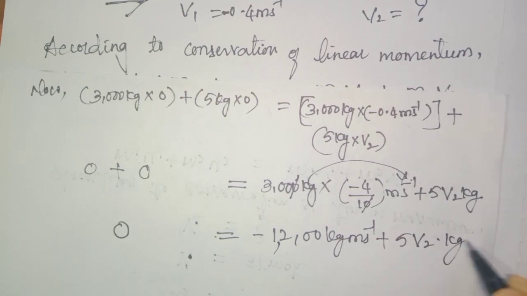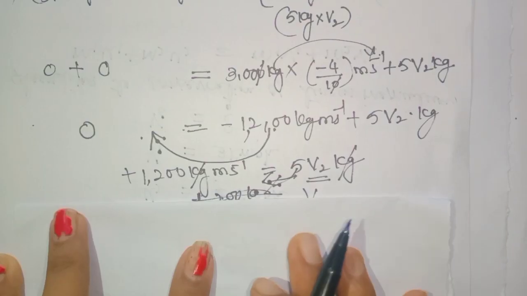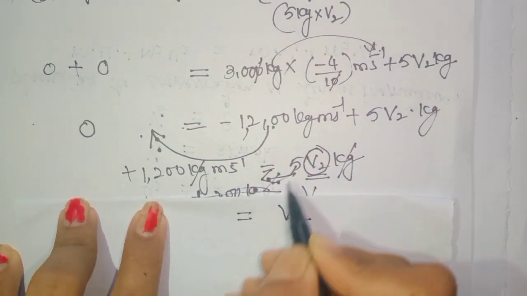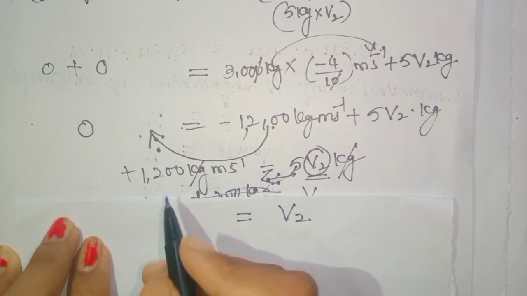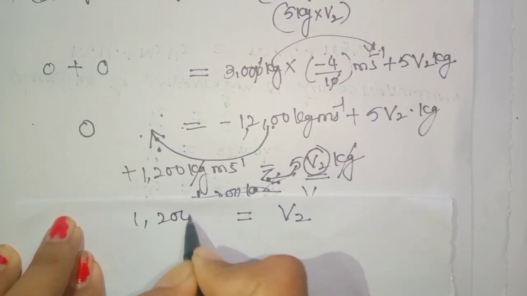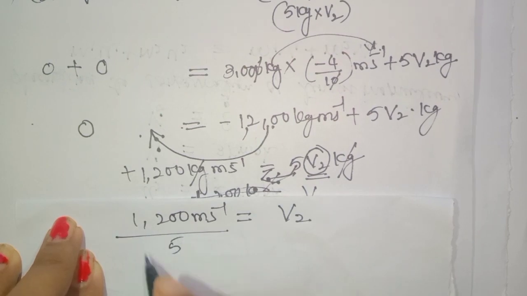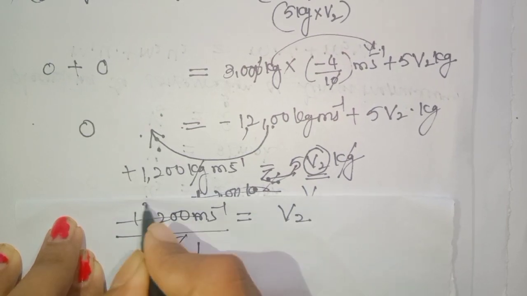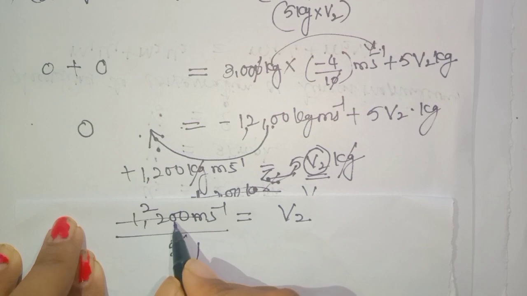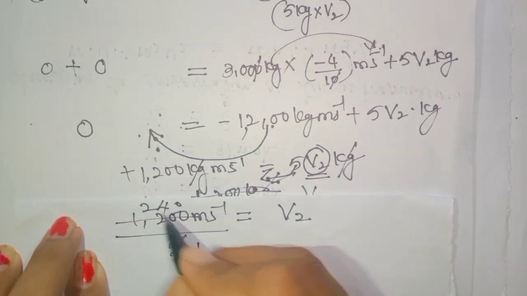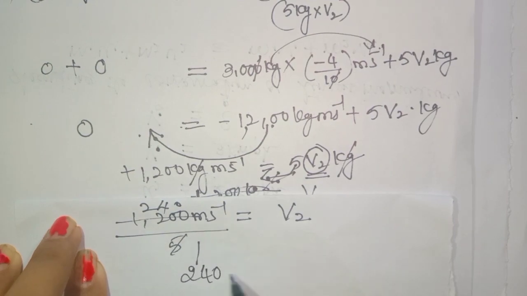I had written the data at last. Here kg gets cancelled. As I want to calculate this V2, I'll write V2 here itself is equal to 1200 meter per second, 5 I'll send to the denominator of left hand side. So we will divide it. 5 1 ja 5, 5 2 ja 10, 2 is left, so it will become 20, 5 4 ja 20. So last is 0 left, so I'll write it as 240 meter per second.